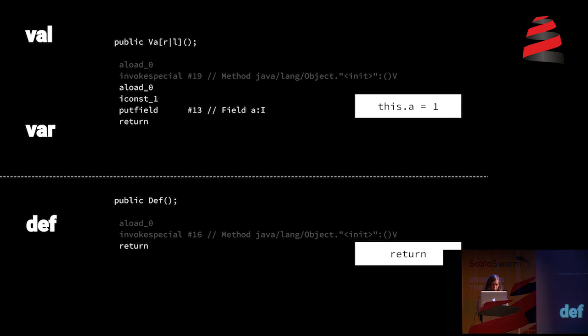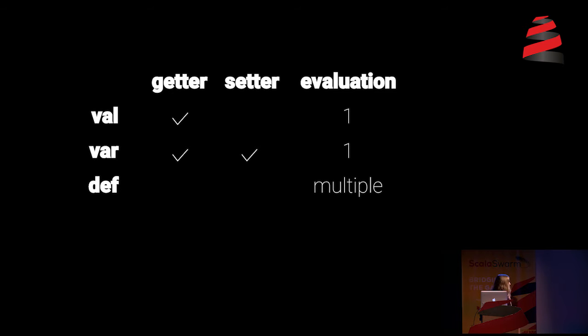We simply return. So to summarize, when we use val and var, the Scala compiler generates for us a standard getter. When we use a var, we also get a setter method. And the big difference maybe between val and var versus def is that the evaluation happens only once for val and var, but for def it happens multiple times. Essentially, every time we invoke the method, the evaluation happens again.